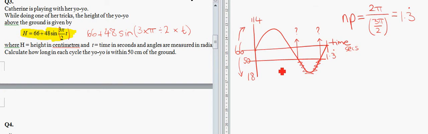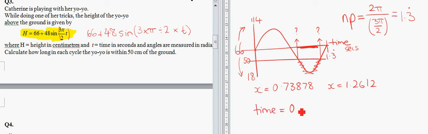You can use gsolve and xcal to find those values, or you can draw a line across at 50 and use gsolve and intercept. The first value is 0.73878 and the second value is 1.2612. So doing the subtraction to work out the length of time in between those two values will give you a time of 0.522 seconds in each cycle that the yo-yo is 50 centimetres or below.